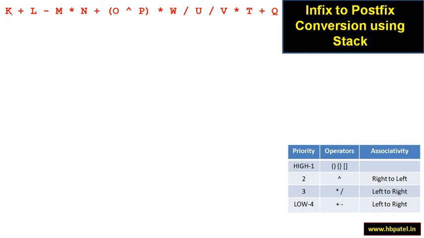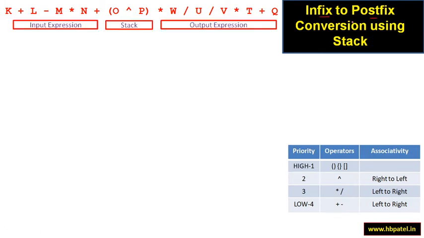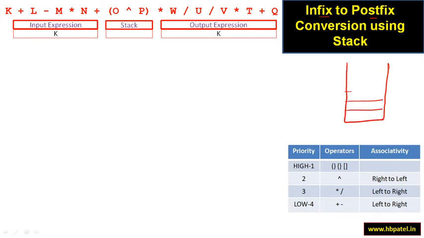This is an example: k plus l minus m into n plus, in brackets, o raised to p, bracket complete, multiply by w divided by u divided by v multiplication t plus q. So this is the expression that I want to convert from infix to postfix. Now let us take this one. First let me draw the stack over here. Initially there is nothing in the stack.